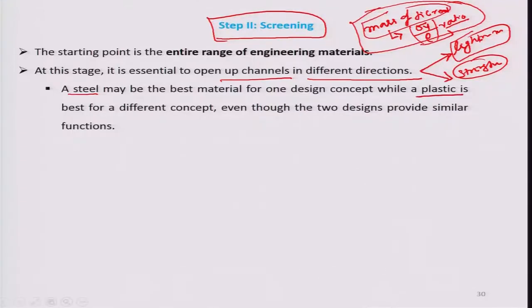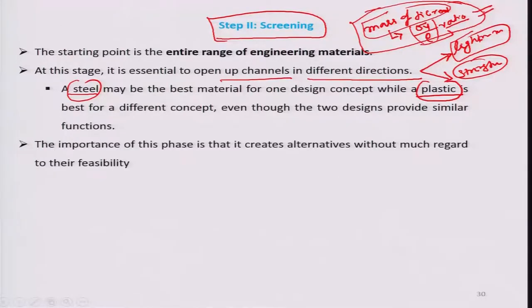Means steel and plastic, the part made with either steel or plastic have the same functionality, but different properties. So you will have to choose either plastic or steel on the basis of your requirement. Now, the importance of this phase is that it creates alternatives without much regard to their feasibility.